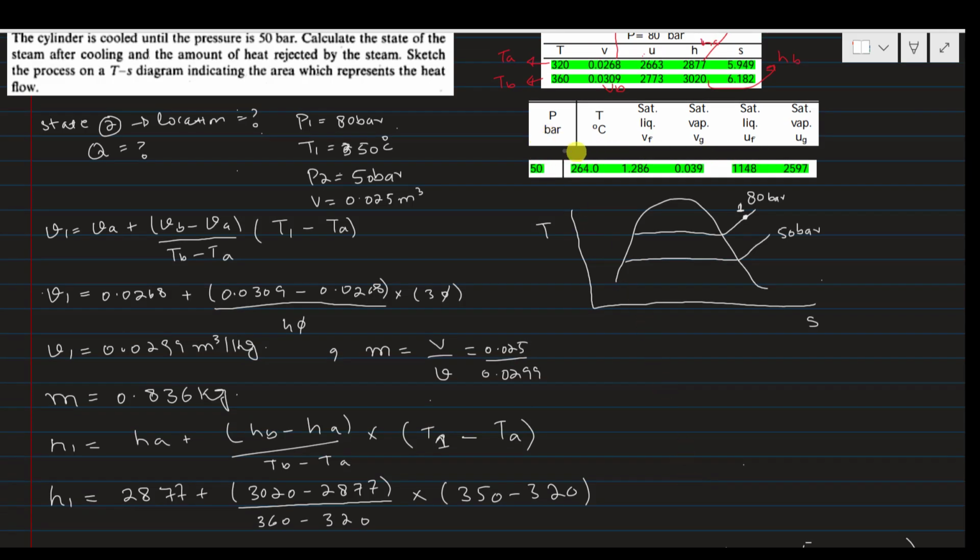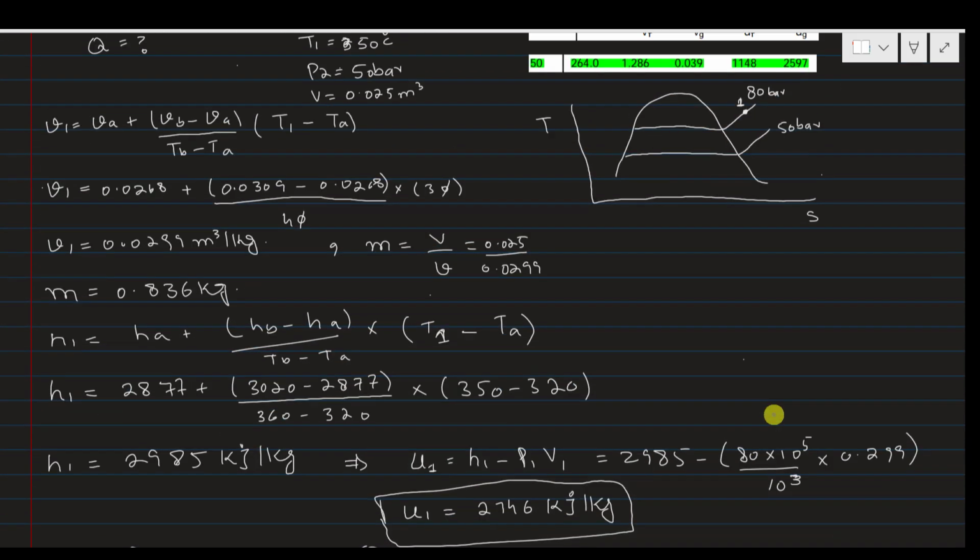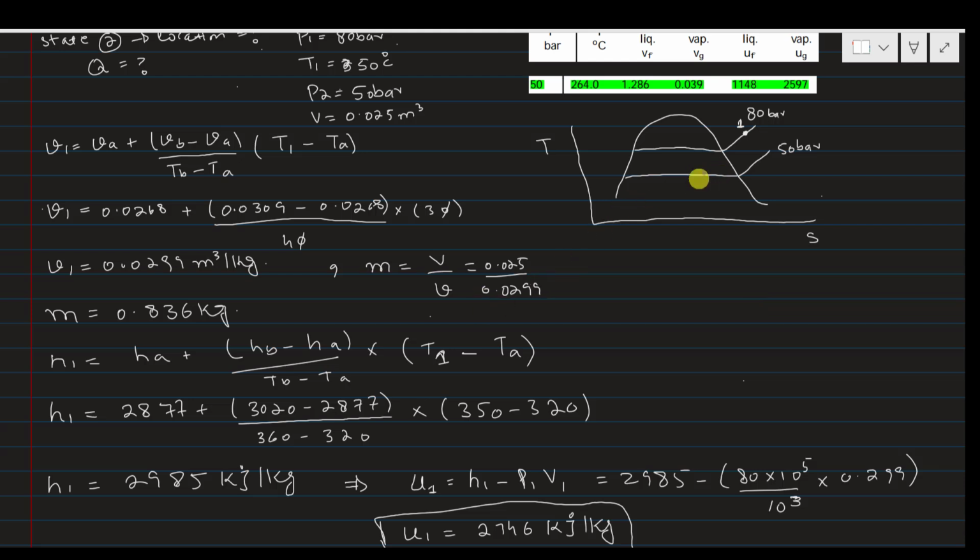From the saturated region, we can see that at 50 bar, the saturated specific volume Vg2 is 0.039 meter cube per kg. Remember, when V2 is less than Vg2, it means that our state point lies in the wet region. So here we can conclude that our state point lies at this point. So the first state point is in the superheated region and the second one is in the wet region.